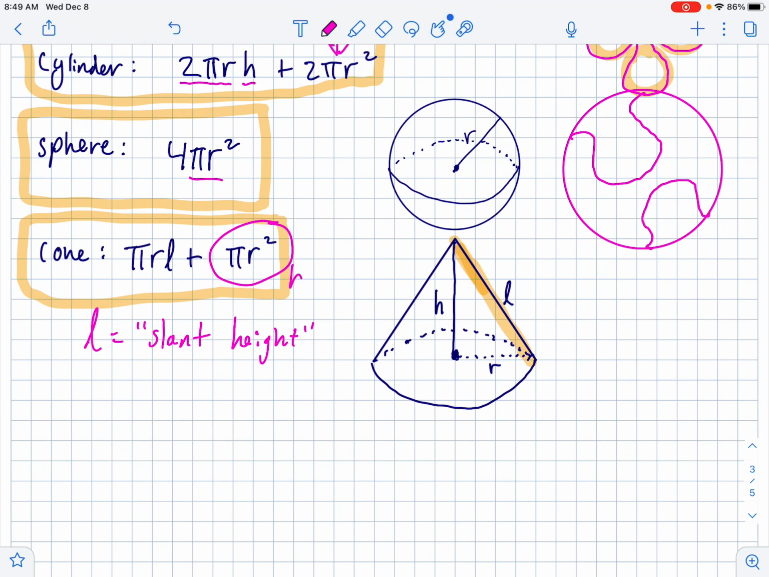Oh, and this part makes sense because this is the bottom. This is the circle that's on the bottom. And then this is the side of the cone, whatever you want to call it.